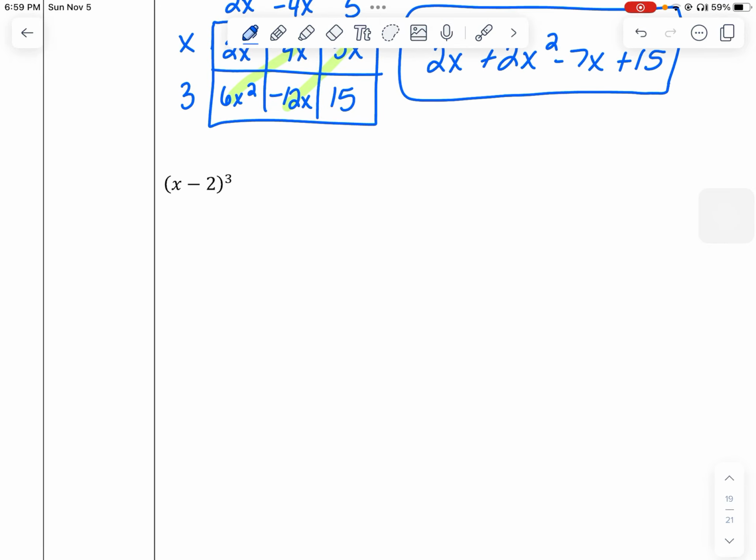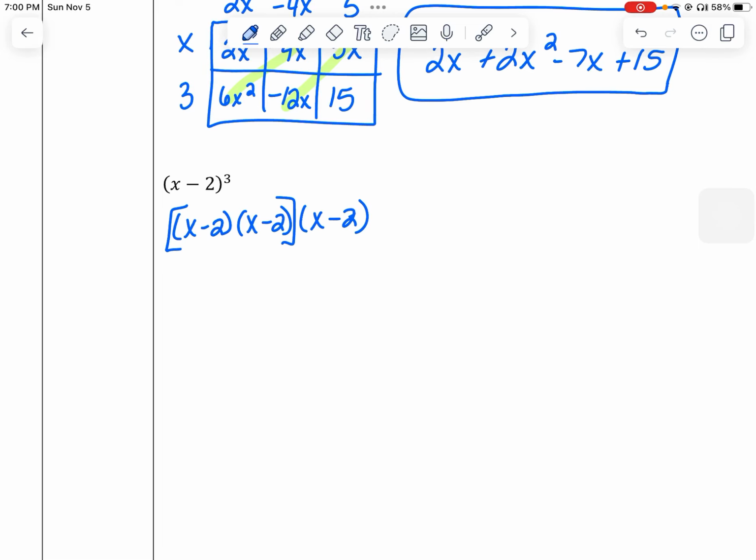As a reminder, when we cube a polynomial or cube something, it means to multiply it by itself 3 times. And so that's what we have to do if we want to cube a polynomial. We have to take x minus 2 times x minus 2 times another x minus 2. And to do this, you have to start by just first multiplying out the first two.